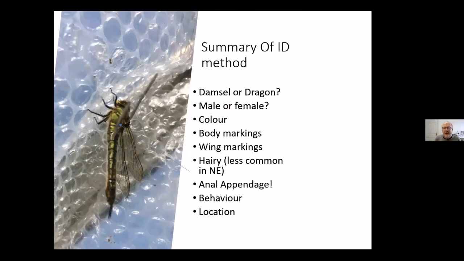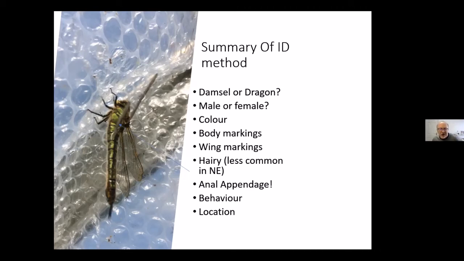So a summary of how you would tell the difference. Firstly, work out, am I looking at a damselfly or a dragonfly? That gives you a 50-50 chance from your guidebook. You're down to about 1 in 20 chance of getting it right. Male or female, that really helps you with the coloration. What color is it? That gives you a 1 in 4 chance of getting the identification right. What body markings does it have? What wing markings does it have? That will be it as far as a guidebook is concerned. You can get it right from there.